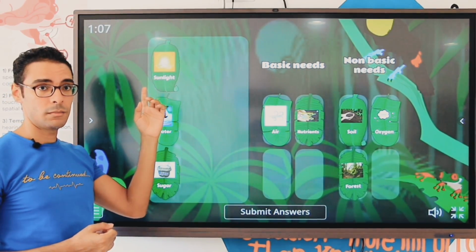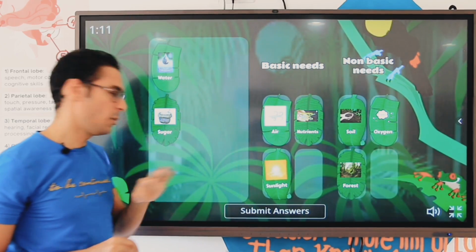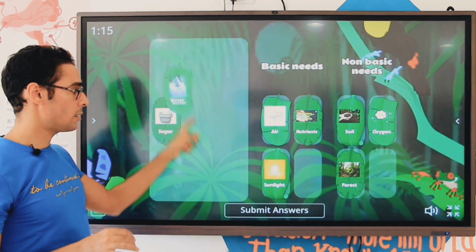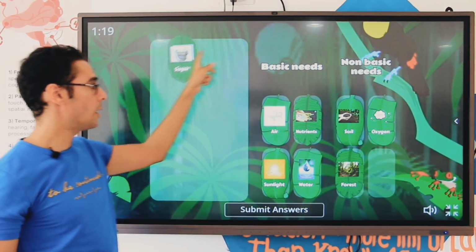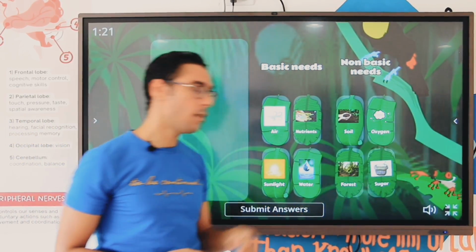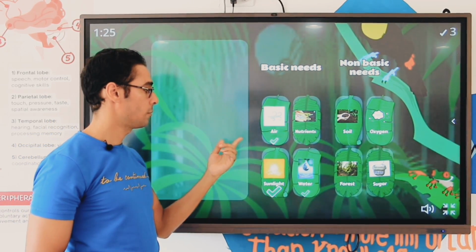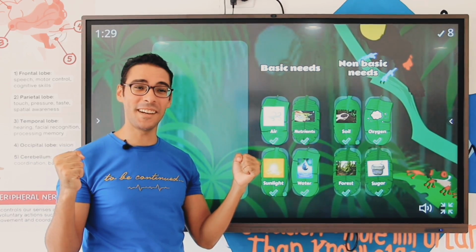The sunlight, this is an essential need. The sunlight is the most important thing for the plant here. Water, no living organism can survive without water. So the final item there is going to be the sugar. So what do you think is going to happen when we submit the answers here? Perfect. All of them are correct answers.